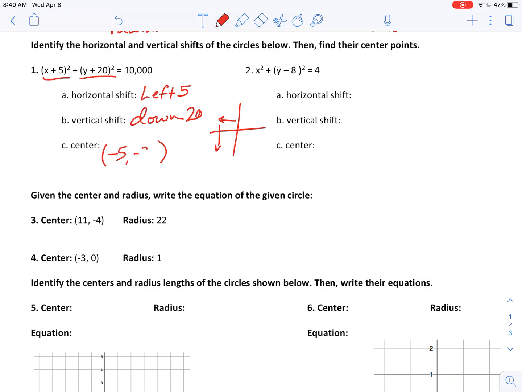And what would my coordinates be if I shifted left 5? My bad there, that should be down 20. Left 5 and down 20. Well, that would be negative 5 and negative 20. Or you can notice that these numbers tell me the center of the circle, but they're opposite signs in the equation.